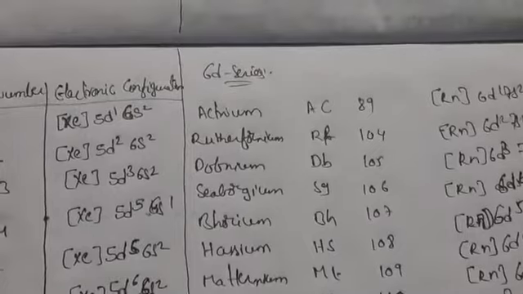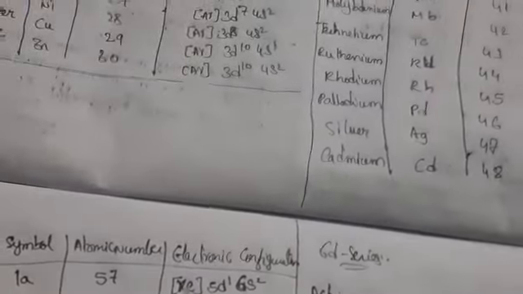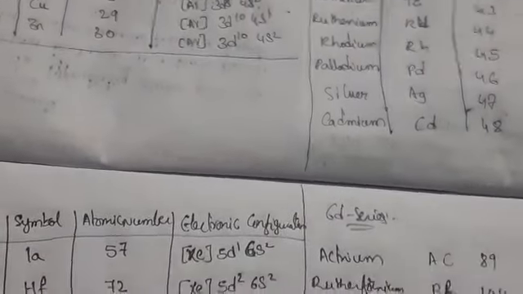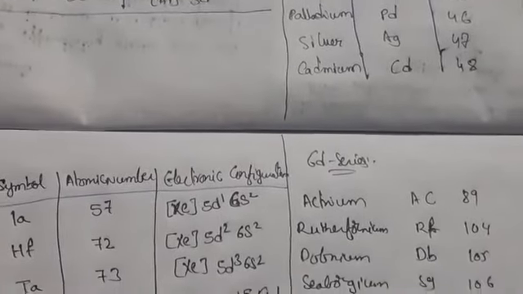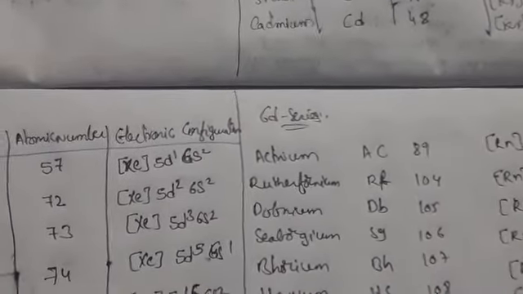So this is about the 6d series. These are the three series which are most important. This is about electronic configuration. So next class let us see about general properties of transition elements.